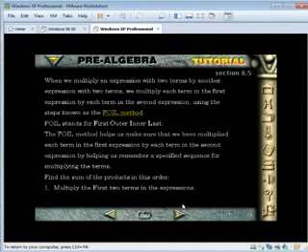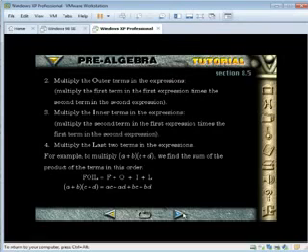Find the sum of the products in this order. 1. Multiply the first two terms in the expressions. 2. Multiply the outer terms in the expressions. Multiply the first term in the first expression times the second term in the second expression. 3. Multiply the inner terms in the expressions. Multiply the second term in the first expression times the first term in the second expression. 4. Multiply the last two terms in the expressions.